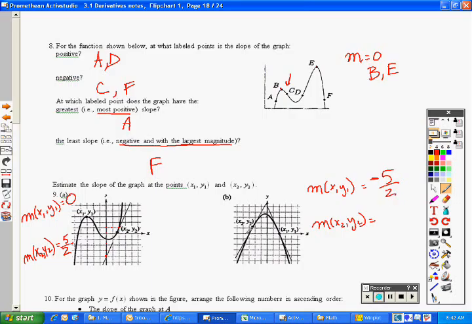x2, y2 is on a positive increasing part of the graph, so it's going to have a positive slope. And I'm going to approximate its slope by saying 1, 2, 3, 4, 1, 2. About 4 for my rise and 2 for my run, which would be a slope of about 2.